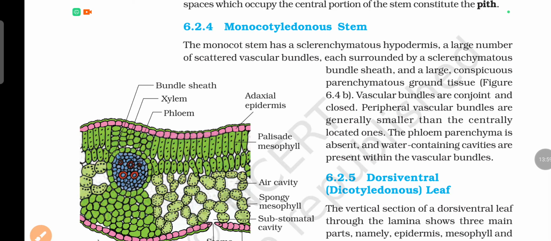The monocot stem has a sclerenchymatous hypodermis, a large number of scattered vascular bundles, each surrounded by sclerenchymatous bundle sheath, and large conspicuous parenchymatous ground tissue.